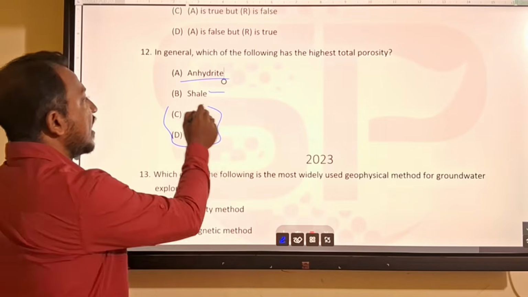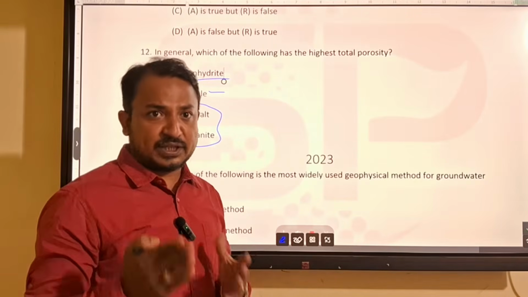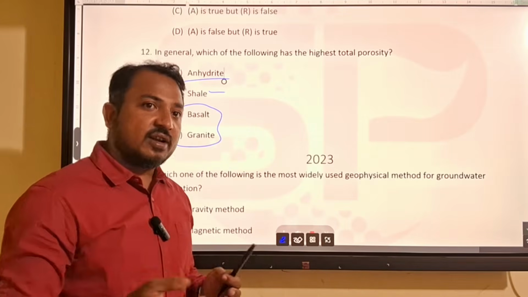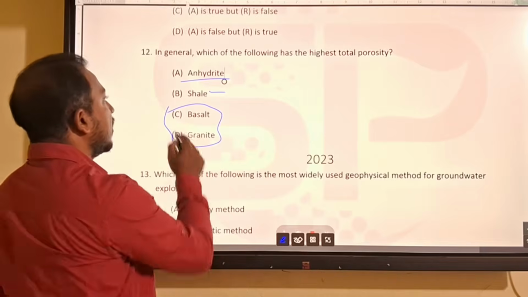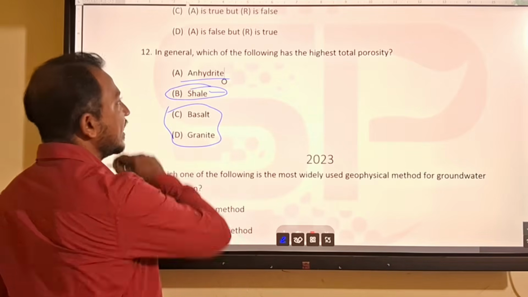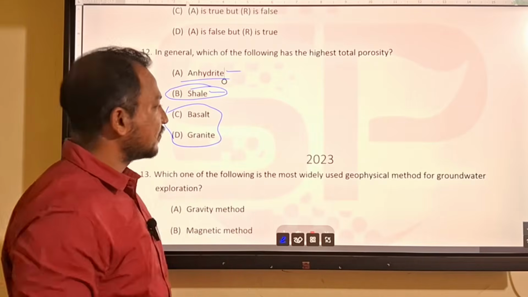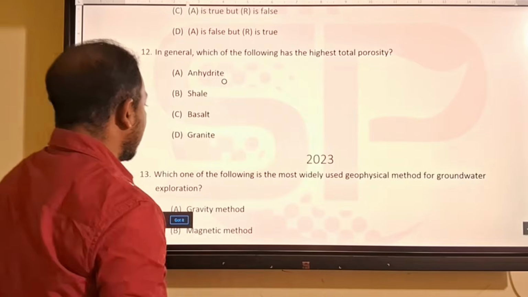Similarly, basalt and granite are igneous rocks, they are crystalline. Unless basalt is vesicular, it has little porosity, and unless granite is jointed, it has little porosity. So among these options, shale has the highest total porosity, and anhydrite is the least. So the answer will be shale.